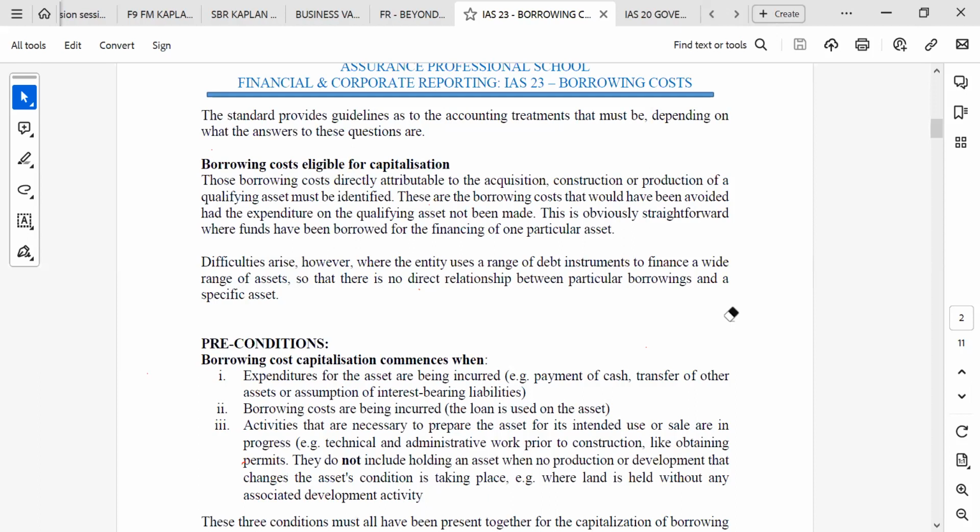You can also start the construction of the asset, but borrowing costs, you haven't taken money to finance the operations of the asset. It means that you're using your own money. You can't capitalize borrowing costs because there is no borrowing. All right. Okay.